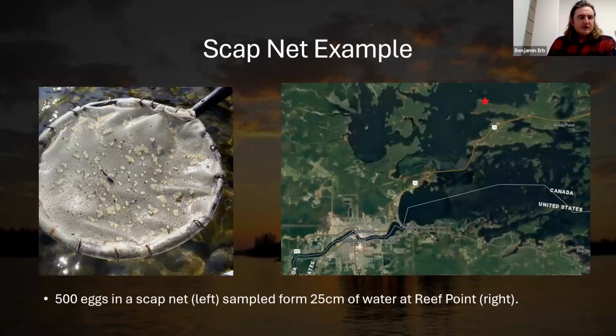And also, just to help visualize that, here's an example of the scap net we used. That's a 12-inch round frame and 250 micrometer mesh with 500 walleye eggs in it that were all sampled from Reef Point, which I have highlighted on the right there at the top of the picture. That was far and away our most productive site. I'll get more into that in a little bit here.